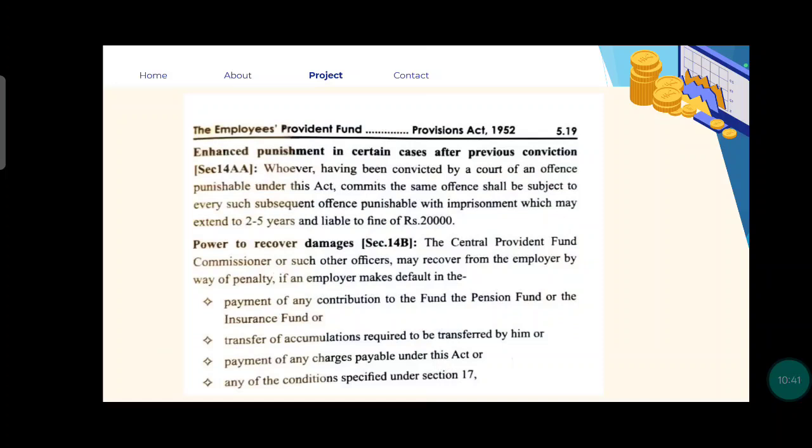Next is enhanced punishment in certain cases after previous conviction. Whoever has been convicted by a court of an offence under the Act and commits the same offence again shall be subject to enhanced punishment. They should pay 20,000 and may face imprisonment as well. Power to recover damages: the Central Provident Fund Commissioner or such other officer shall help recover the damages, covering payment of any contribution to the fund, transfer of accumulations, payment of any charges, and any other conditions which are applicable.